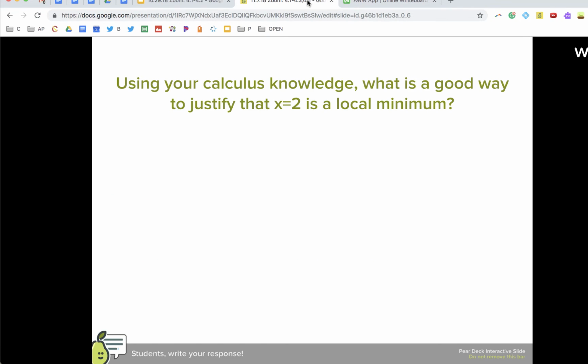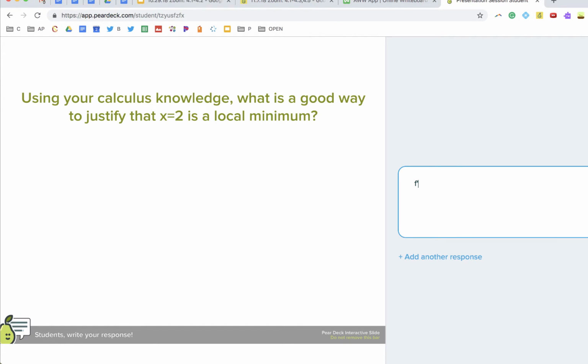Using your calculus knowledge, what is a good way to justify that x equals 2 is a local minimum? Some things you could say: we know that f prime flattens out here. If it's a local min, then it would be concave up there, meaning f double prime of 2 is greater than 0. Sorry, I forgot to specify at 2, right? The derivative flattens out at x equals 2, and f is concave up at x equals 2, aka f double prime is greater than 0. The other way to do it for local min: f prime changes from negative to positive at x equals 2. Both of those ways would justify.